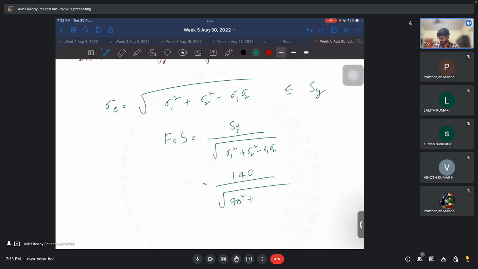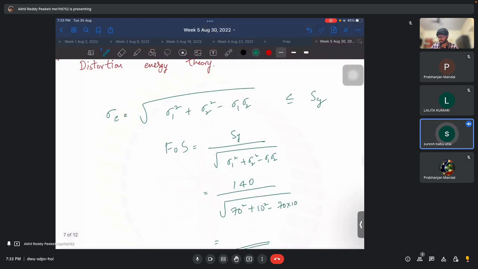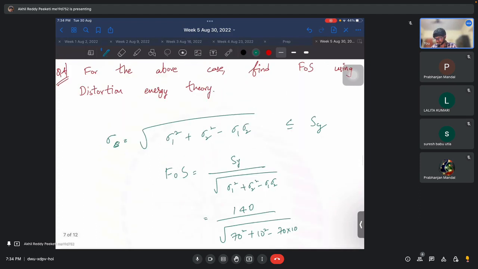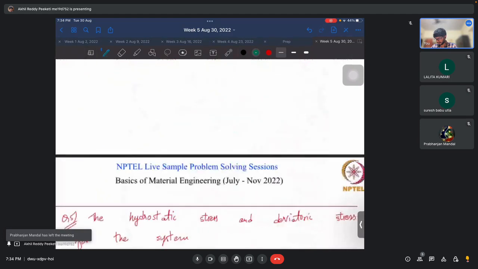So now, if it is a 2D stress case, you should be able to find the factor of safety using normal stress, shear stress and distortion energy theory. So is this clear to everyone? Yes. Effective or von Mises stress, anything you can call it. So this is the stress which you need to compare with the yield strength in the distortion energy theory. Okay. Let's move on to the next question.